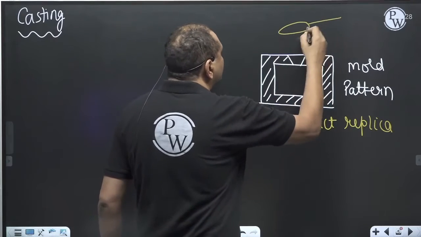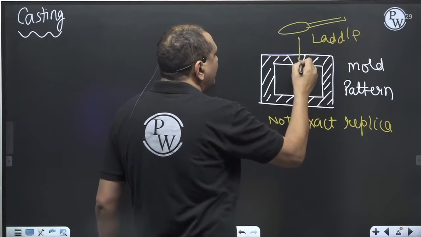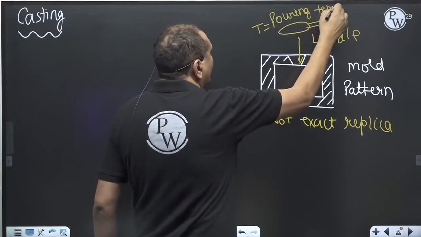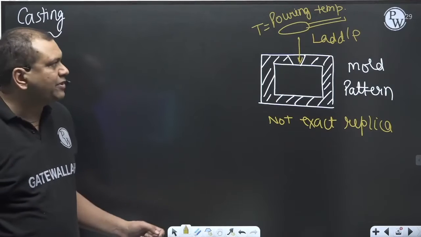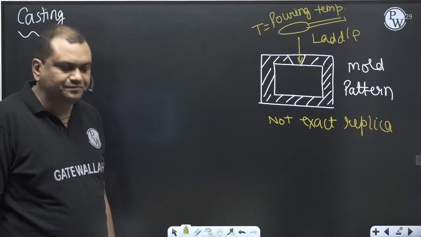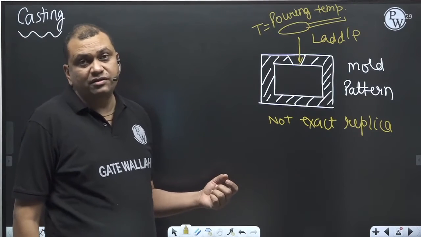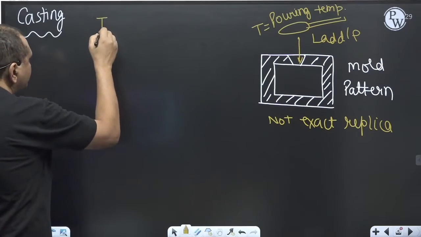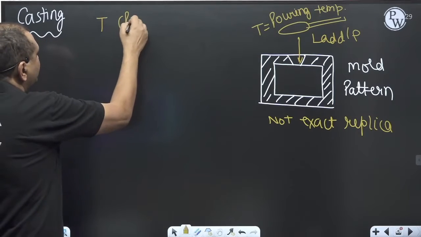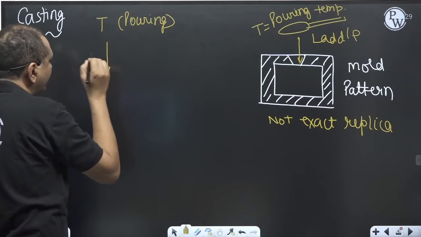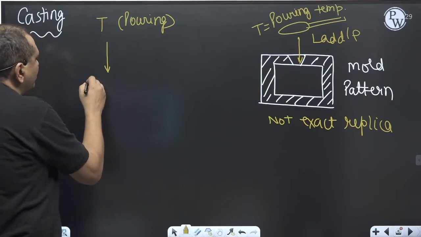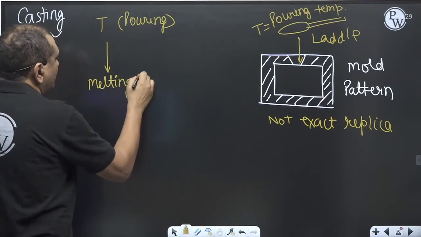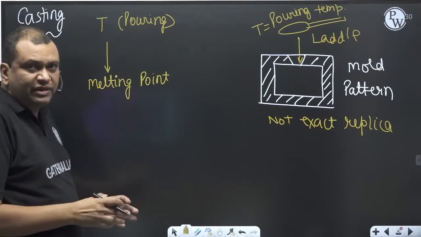And with the help of a ladle and crucible, we are pouring the liquid metal into the mold cavity at a temperature T. T is the pouring temperature. This pouring temperature should be optimum, because from the pouring temperature, the liquid metal has to come to the melting point.